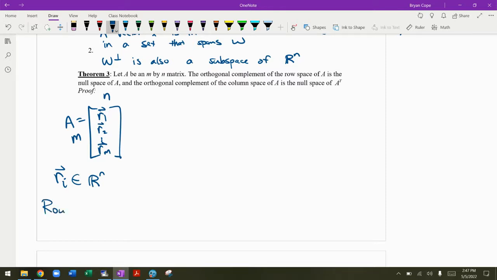So when I use this notation, you know how we use Col A for column space? If I say Row A, that just means the span of the rows.